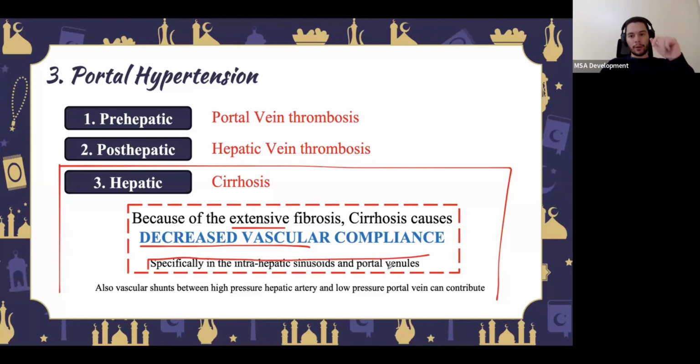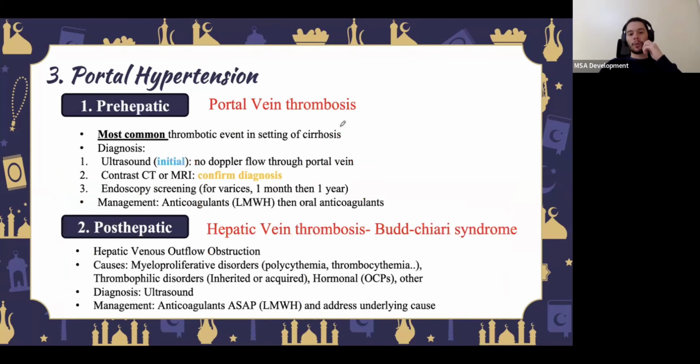Now, before we get into the other complications of portal hypertension, let's talk about the other two causes of portal hypertension, which are prehepatic causes, mainly portal vein thrombosis, and post-hepatic causes, which are hepatic vein thrombosis.